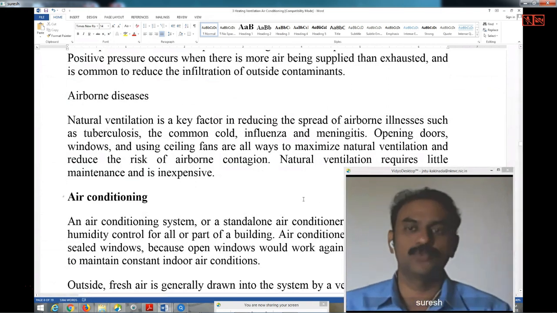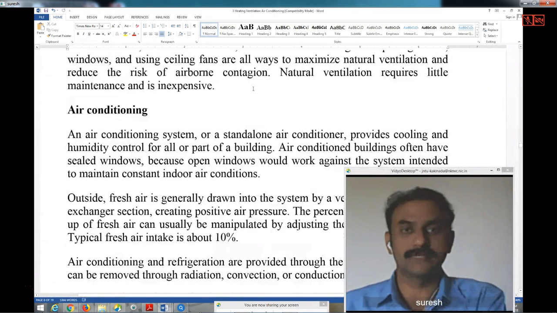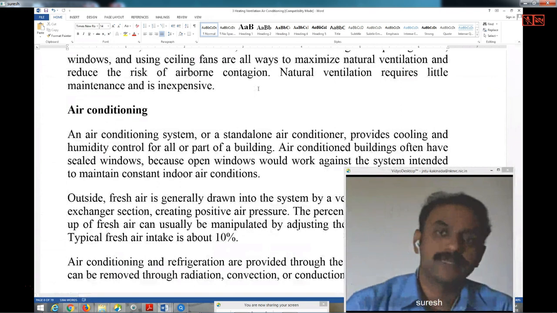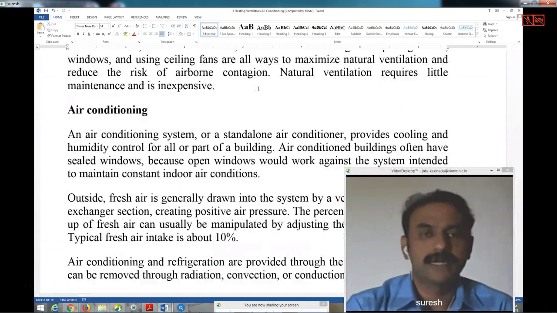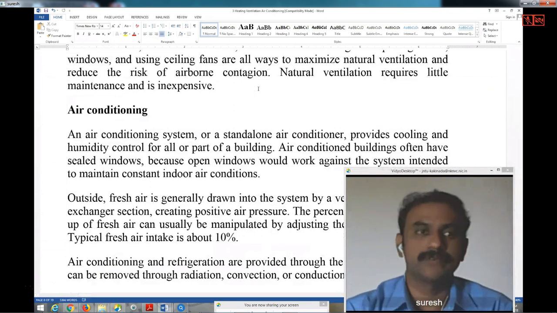So opening doors, windows, and using ceiling fans are all ways to minimize this accumulation of moisture. By this, we are going to maximize the natural ventilation process, and this is going to reduce the risk of airborne contamination. So natural ventilation requires little maintenance, and it is inexpensive.